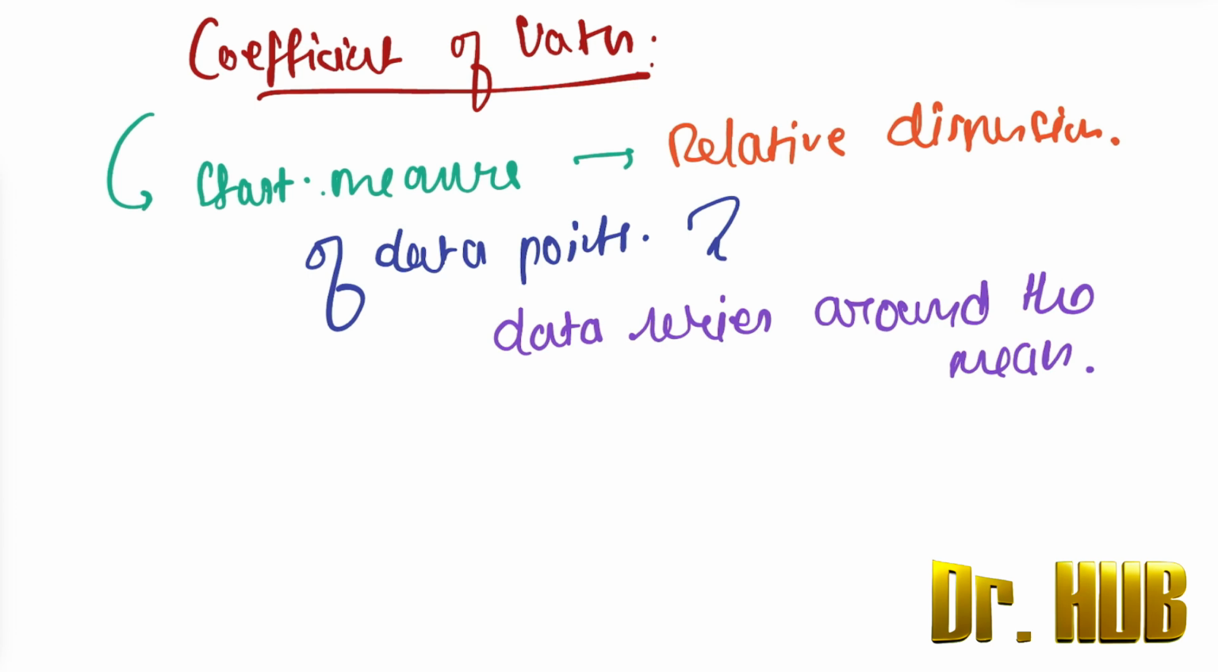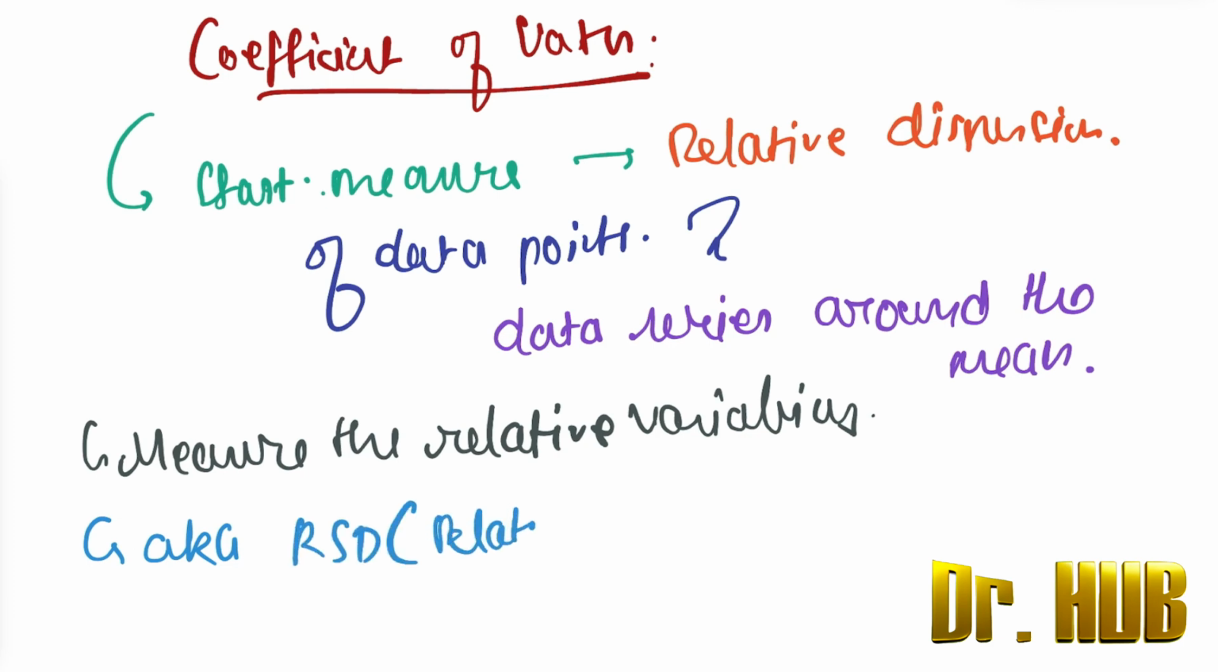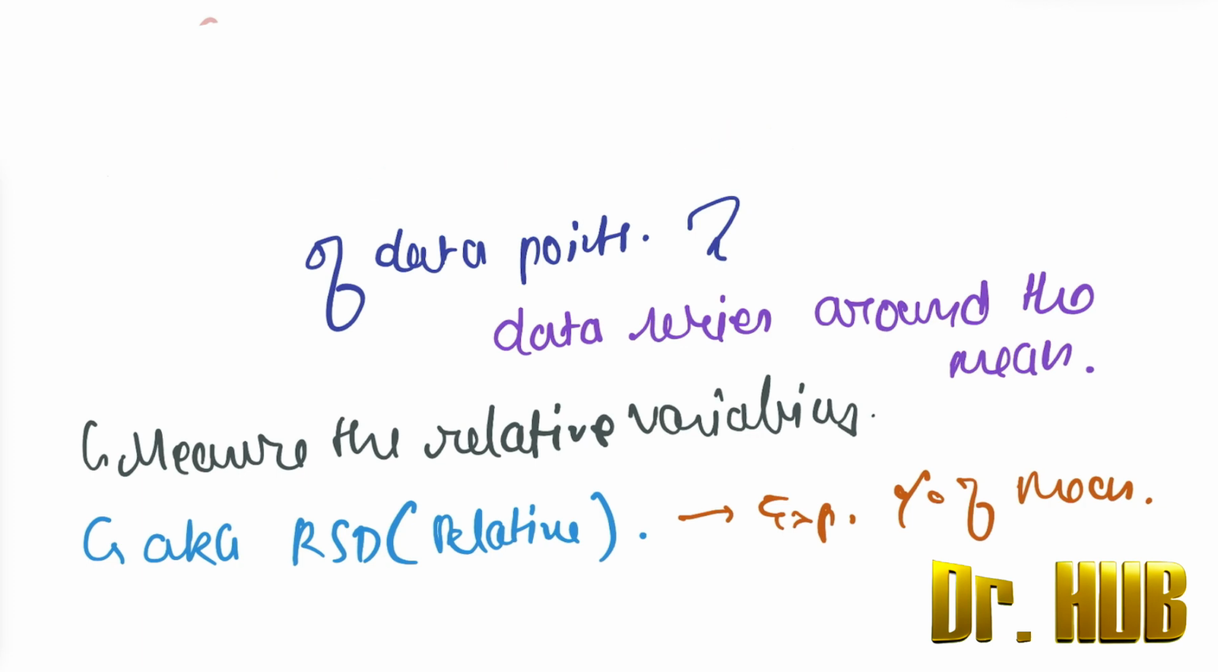It is used to measure the relative variability, and it is also known as the RSD, the relative standard deviation. It is expressed as a percentage of the mean, and we will see its formula now.